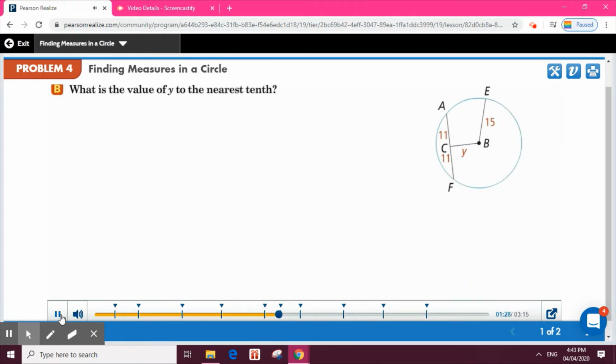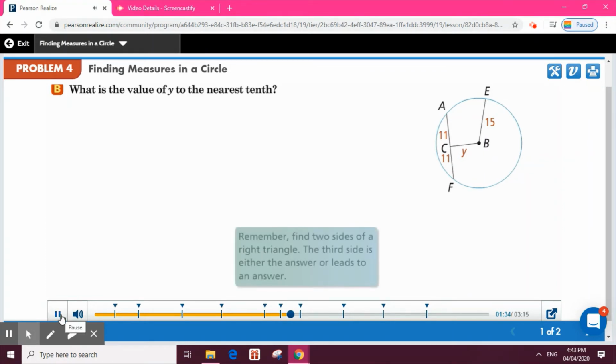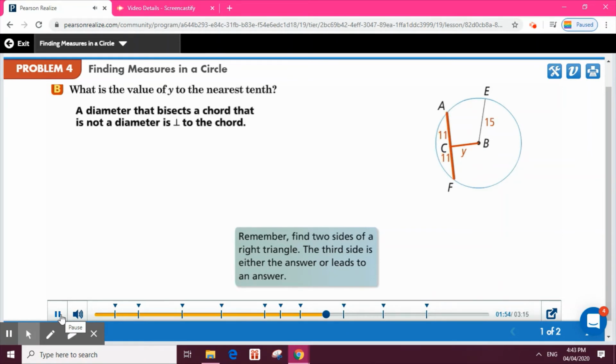Part B. What is the value of y to the nearest tenth? Remember, find two sides of a right triangle. The third side is either the answer or leads to an answer. Segment BC is part of a diameter of the circle. A diameter that bisects a chord that is not a diameter is perpendicular to the chord. So segment BC is perpendicular to segment AF.